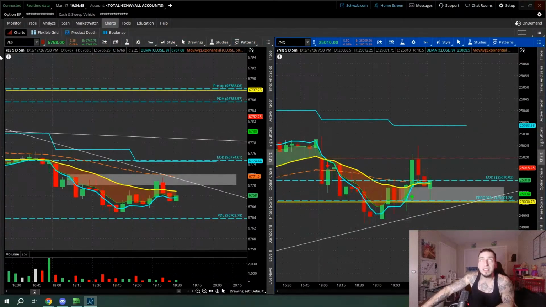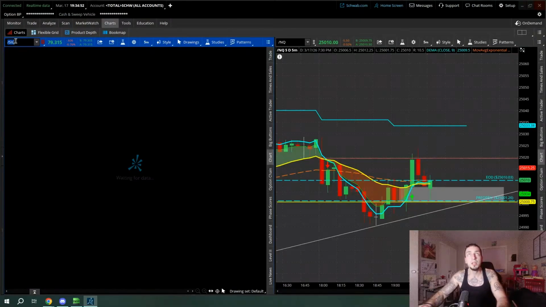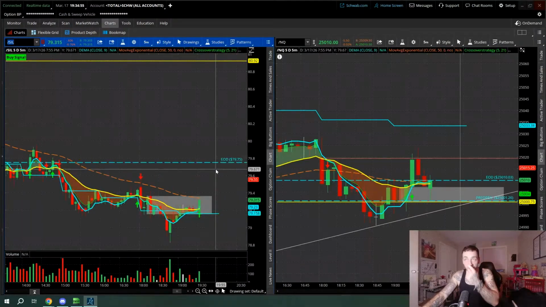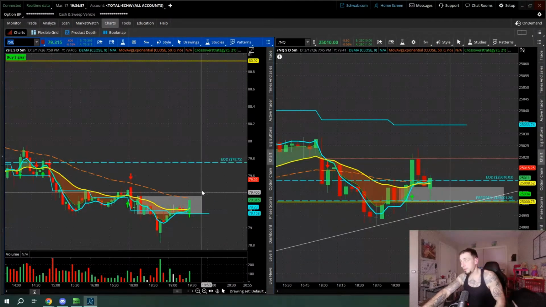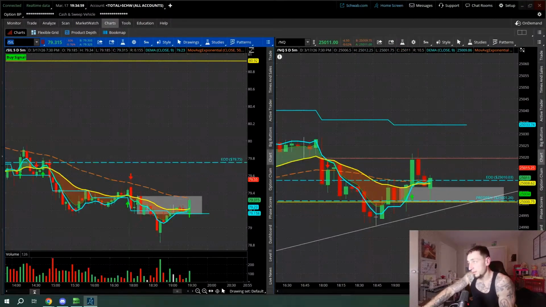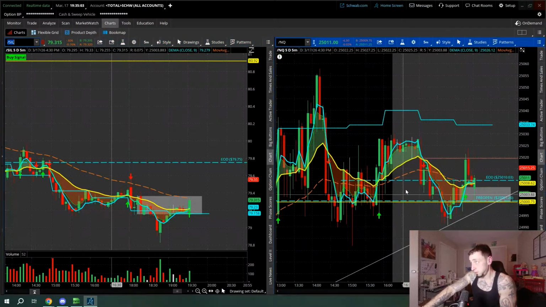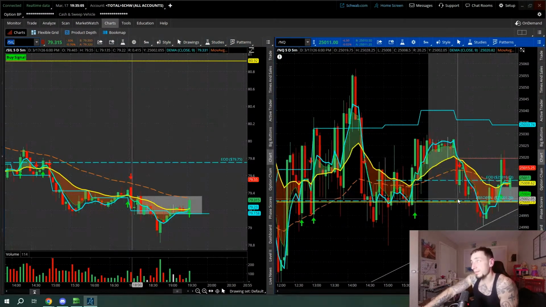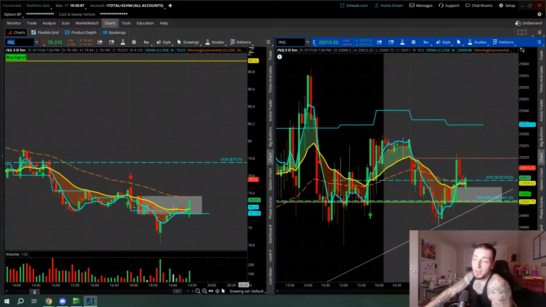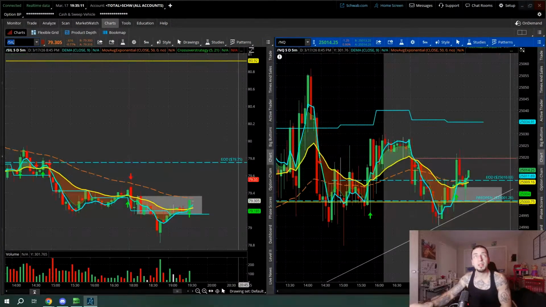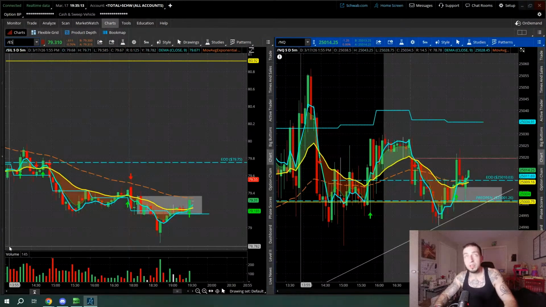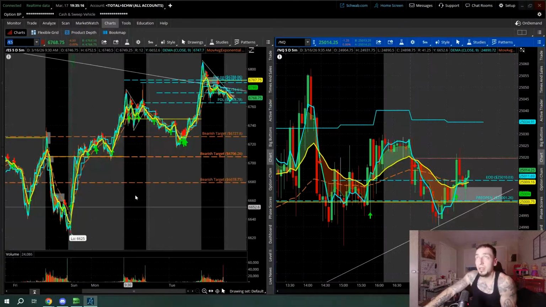All right, this is key. This is key. Let's see here. Let's see. Yeah, silver still super choppy. Don't trade the chop. Don't trade the chop. Chop gonna get you killed.